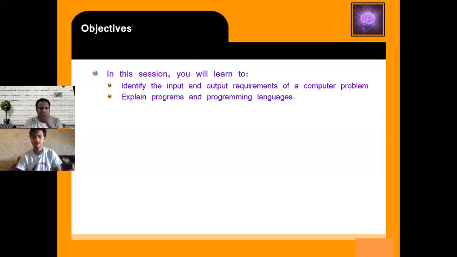So it is not possible for a person, when you give a command to a computer, to remember the numbers.